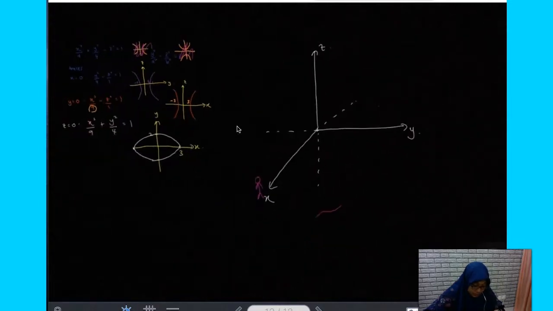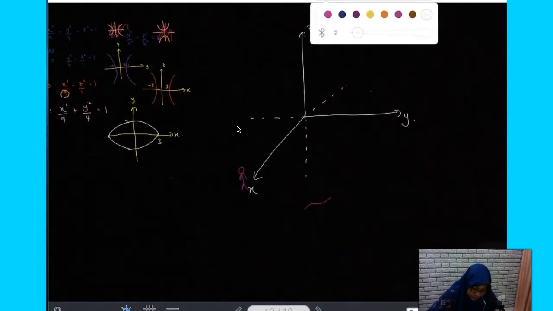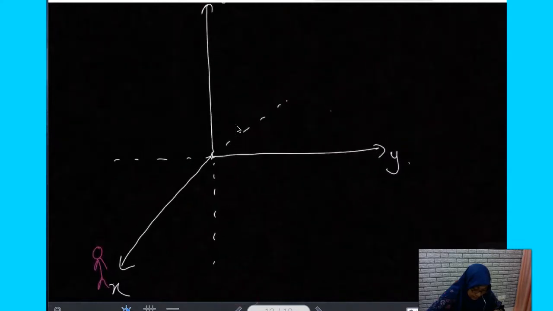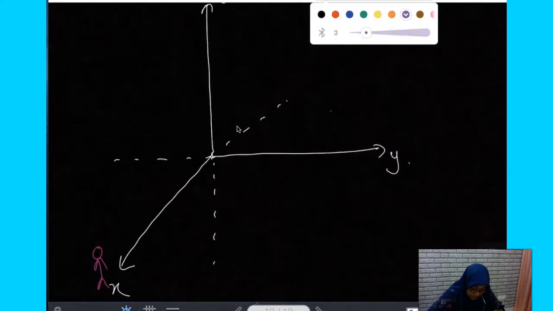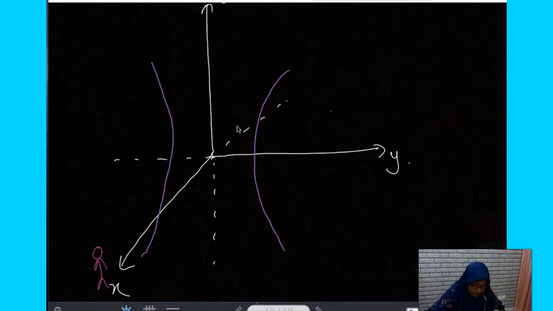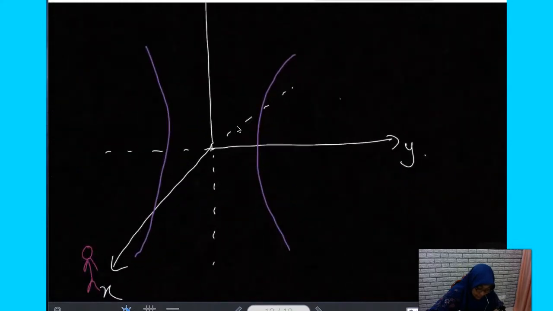Okay, so now where is purple? Purple, this one. So here and over there. Okay, for y negative. So just now we have, what is the y-intercept value? 2. So here 2 and this is minus 2.